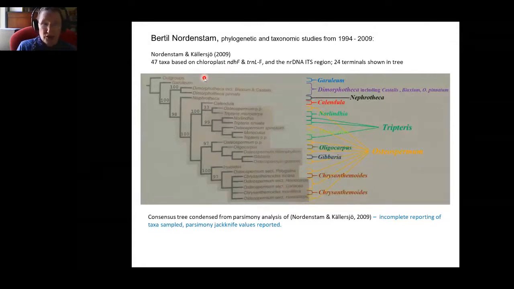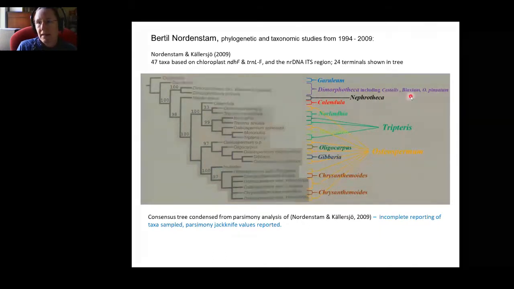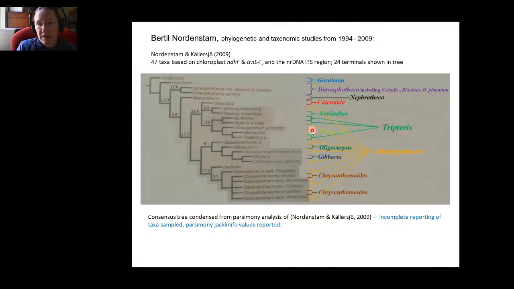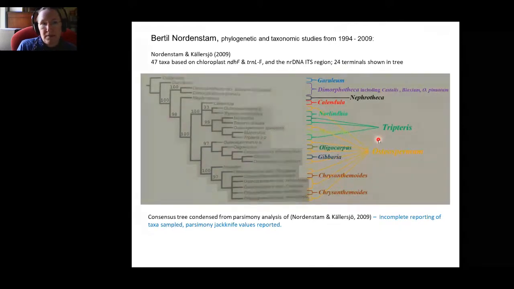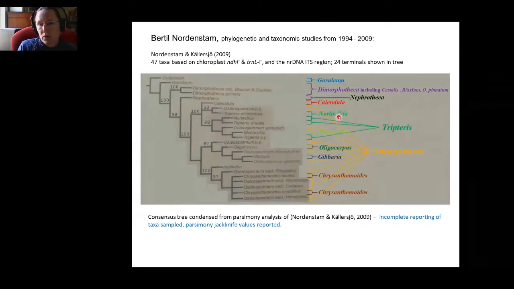But the main structure is clear, which is that this branch representing Garuleum is sister to the rest of the Calendulae. And then this clade here represents Dimorphotheca, including the genus Tripteris, and then some sections of Osteospermum as well. And then this clade here houses Osteospermum, and the species come out in multiple different places. The same with Tripteris. There's Chrysanthemoides and Gibbaria. And Nordenstam also erected multiple small or monotypic genera to try and ensure monophyly of genera, but as this phylogeny demonstrates, that wasn't achieved. So more on that later.